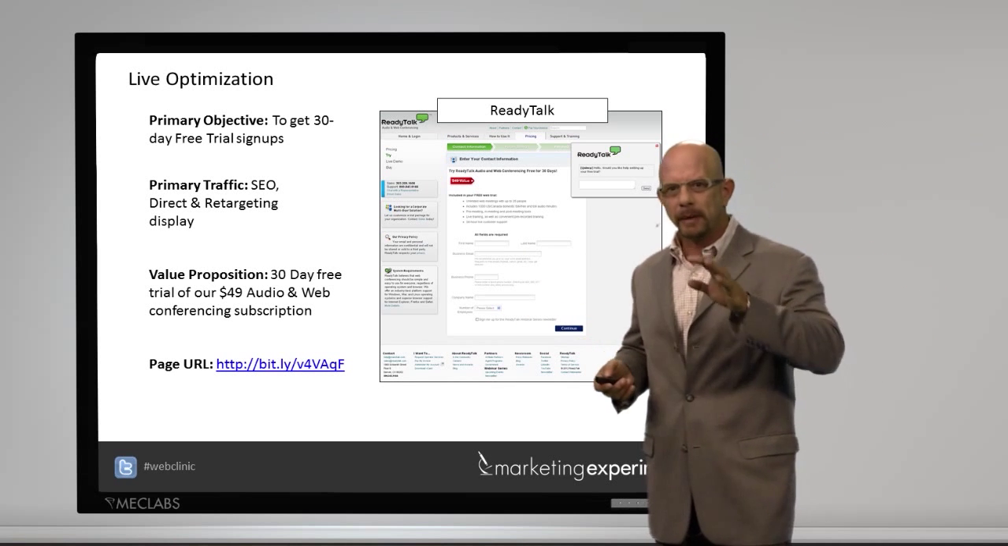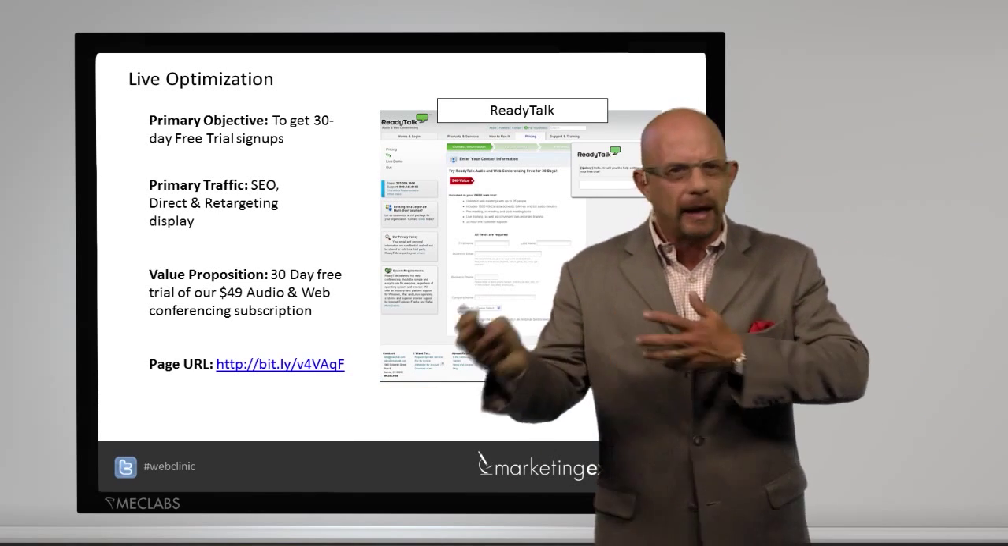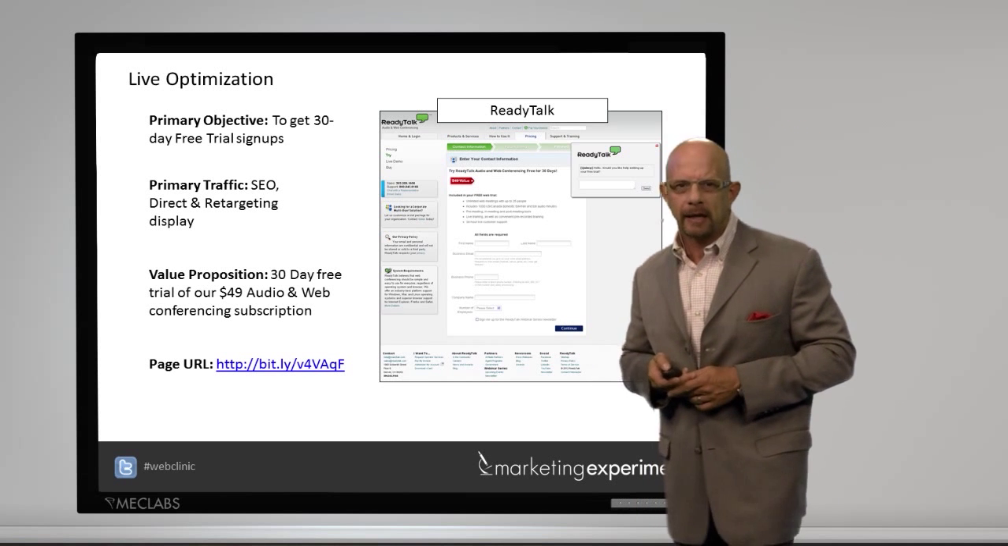Huge difference from the last page, but I like the diversity. Hopefully the diversity on this clinic will help you find information that's germane to your own situation. Here is one to get 30-day free trial signups.